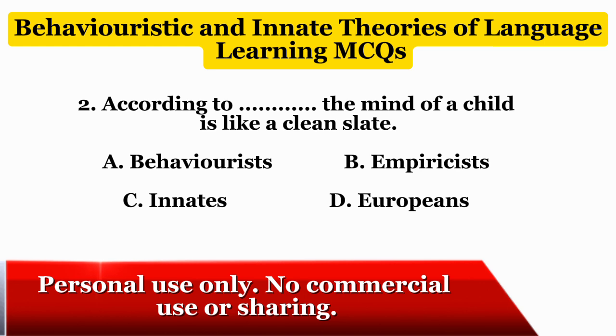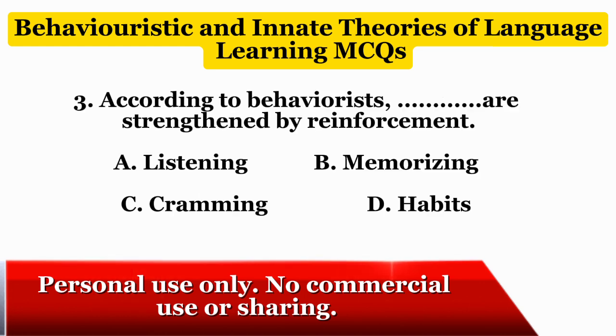The mind of a child is like a clean slate, according to behaviorist, empiricist, innate, Europeans. Right option is A. According to behaviorist, the mind of a child is like a clean slate. According to behaviorist, what is strengthened by reinforcement? Listening, memorizing, cramming, habits. Right option is D. According to behaviorist, habits are strengthened by reinforcement.